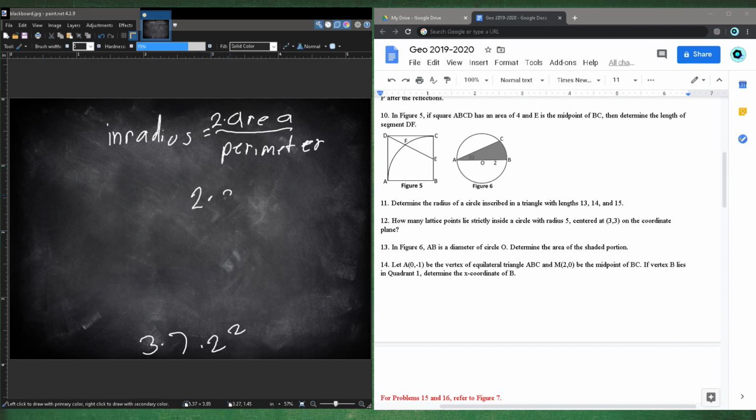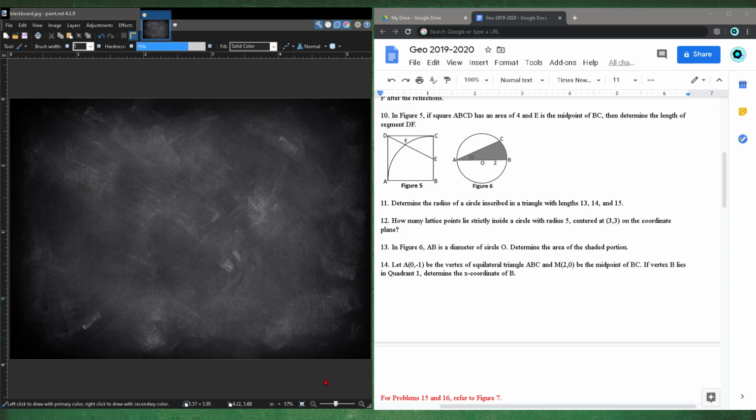So 2 times 3 times 7 squared. I mean, sorry, 7 times 2 squared, right? This is your area right here. And then your perimeter is just what we calculated before, which is 42, right? 13 plus 14 plus 15. So 42 is the same thing as saying 6 times 7, right? And then which is also 2 times 3 times 7. Okay, so 7 here, 3 here, 2 here. So your inradius is 4. Okay, so that's your answer for number 11.